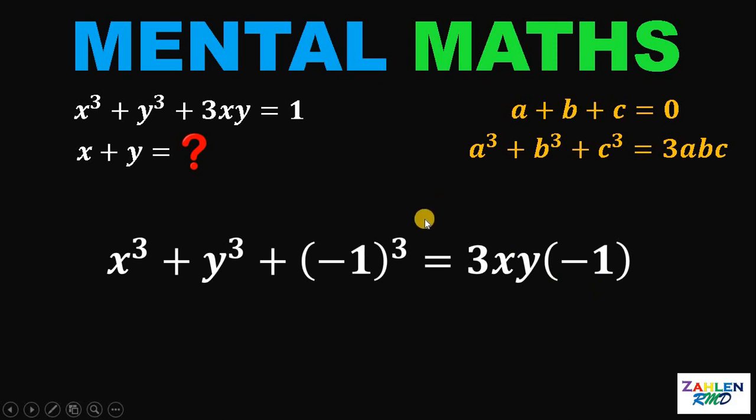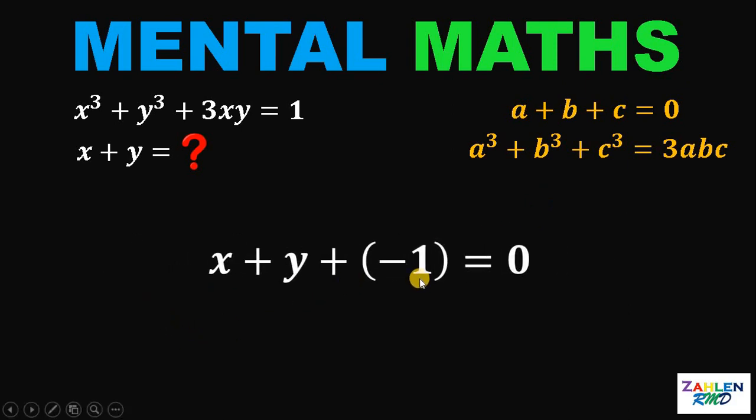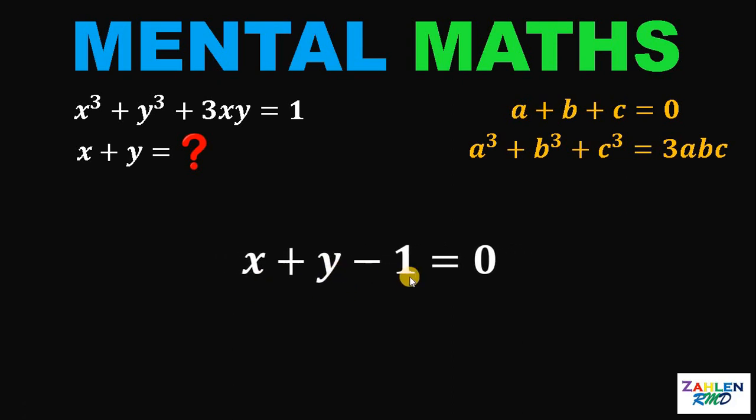Now, clearly, this is now in the form of a cubed plus b cubed plus c cubed equals 3 times a times b times c, wherein a must be x, b must be y, and c must be negative 1. Now, since it is in the form of this equation, therefore we can say that a plus b plus c equals 0, or simply x plus y plus negative 1 equals 0.